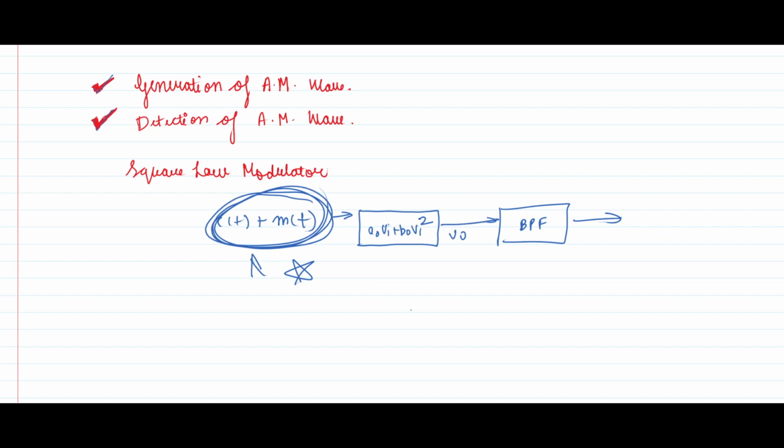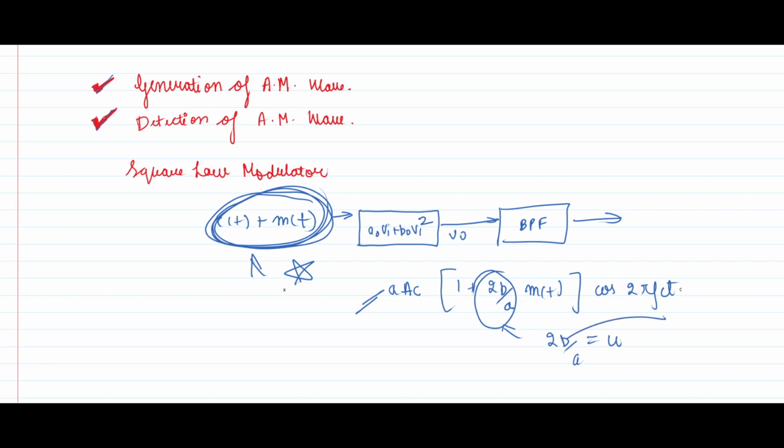I won't derive the exact equation. So this is the equation that we obtain after solving. You need to remember only this: 2b by a is equal to mu here, where b is the coefficient with vi square and a is the coefficient with vi.